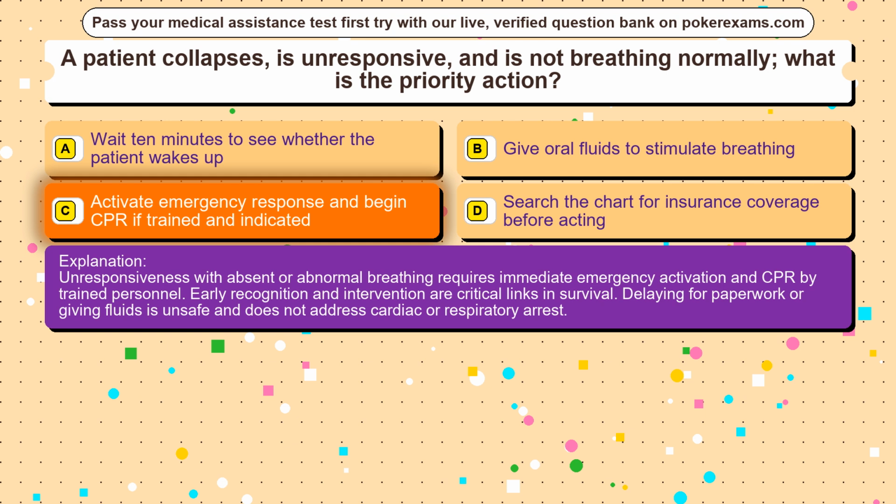Unresponsiveness with absent or abnormal breathing requires immediate emergency activation and CPR by trained personnel. Early recognition and intervention are critical links in survival. Delaying for paperwork or giving fluids is unsafe and does not address cardiac or respiratory arrest. Question 68.